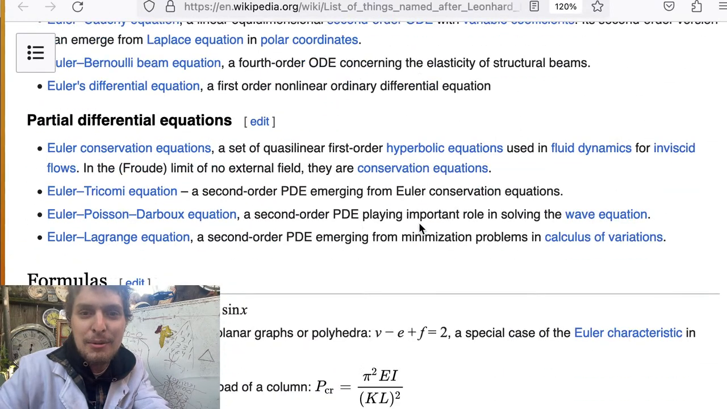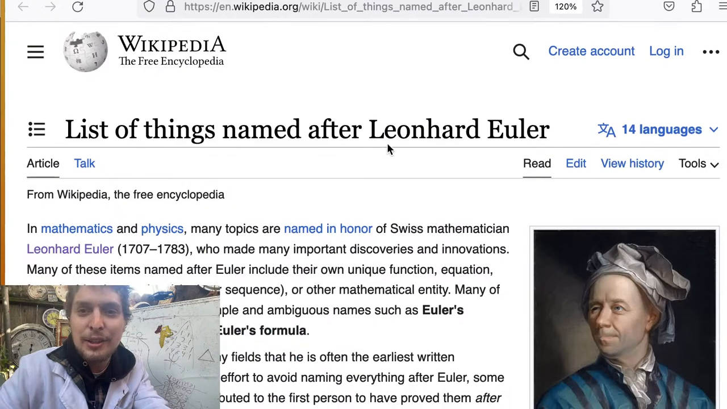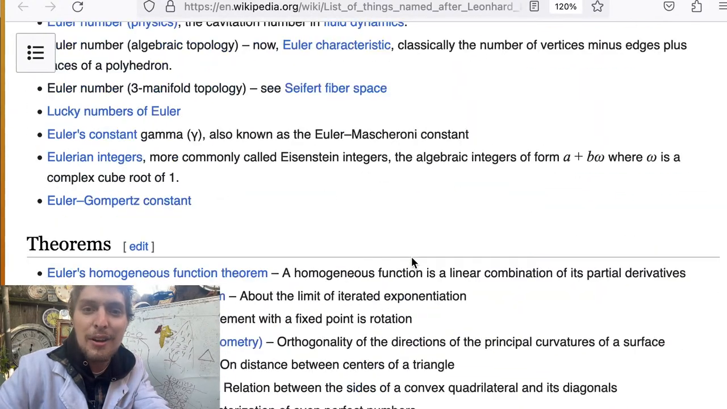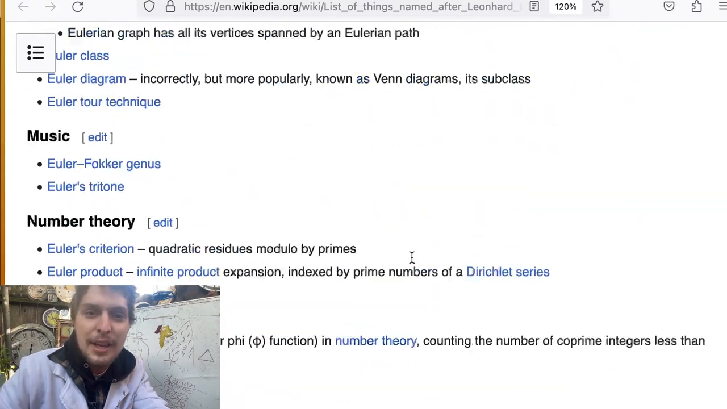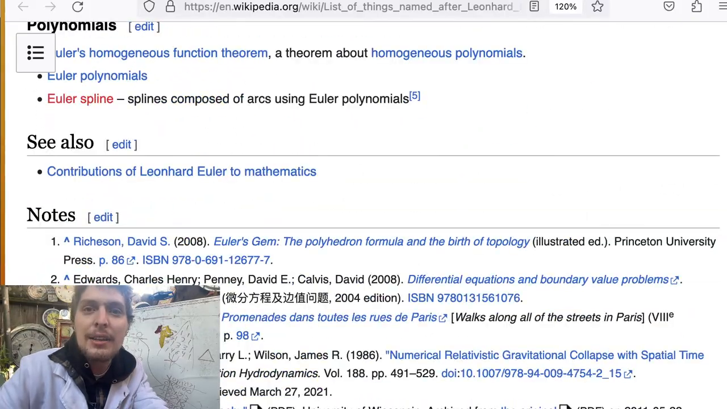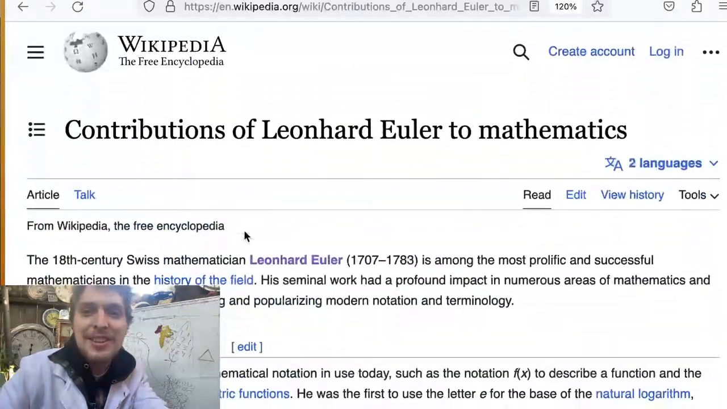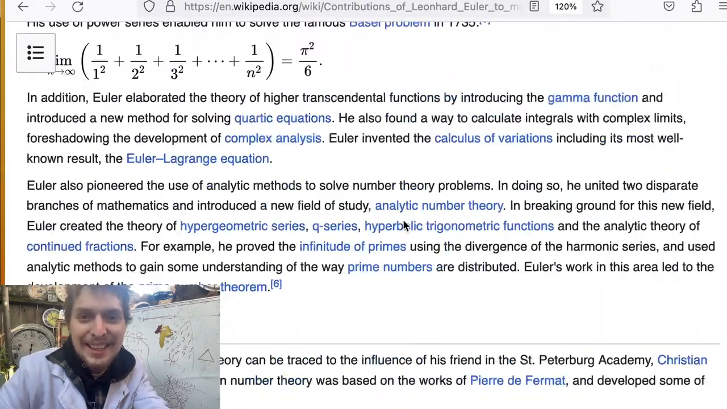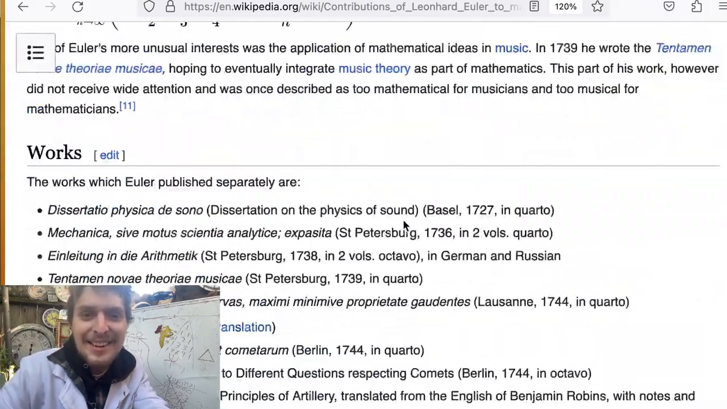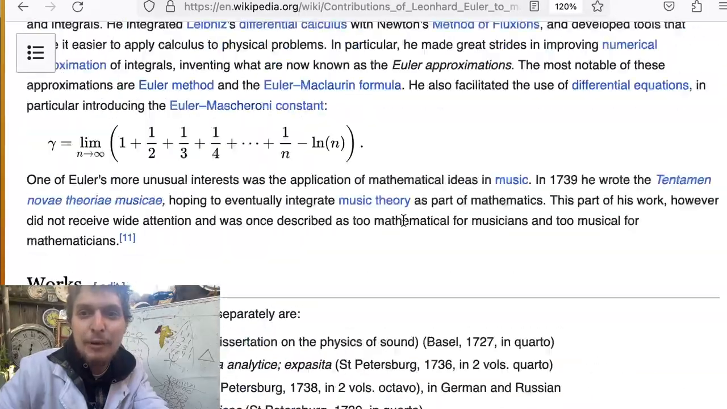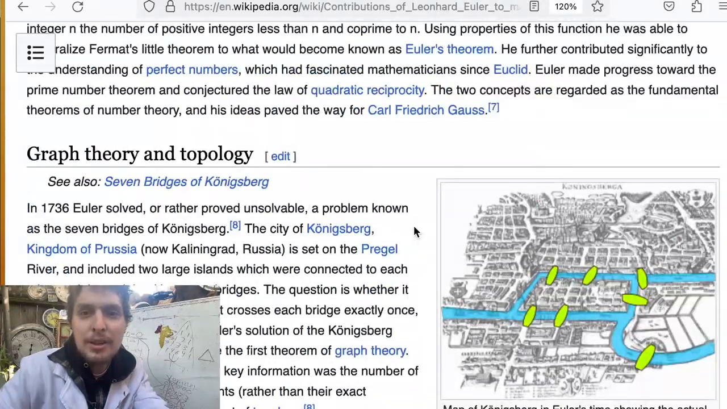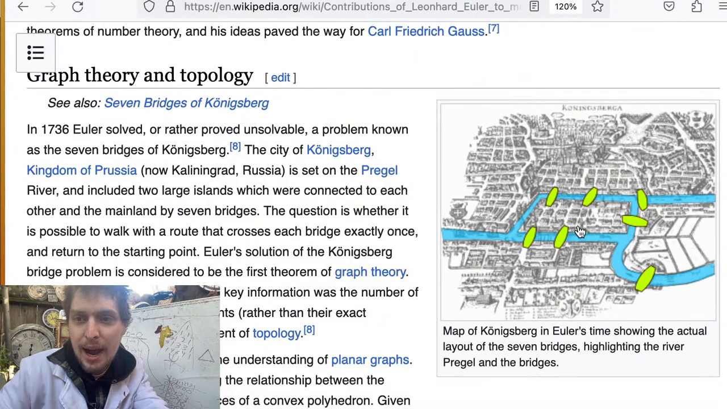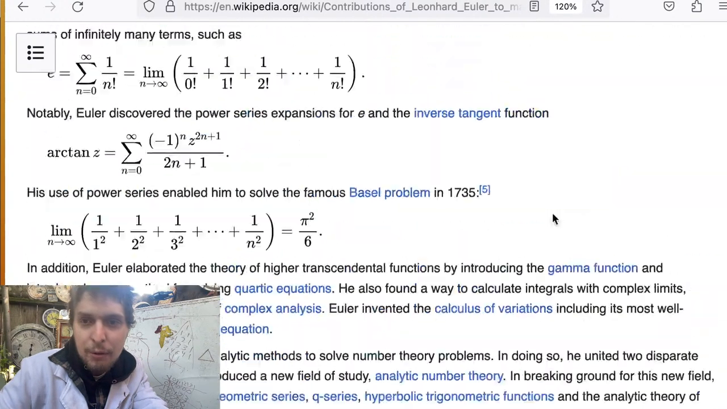A lot of confusing ones. But it's hilarious that I was trying to look up how long the article about the list of things named after Euler is. I didn't even know there's a separate one called Contributions of Leonhard Euler to Mathematics. Look at all this. That's some good reading if you ever want. This one is what I talked about with planar graphs having the Euler characteristic emerged from this sort of question.